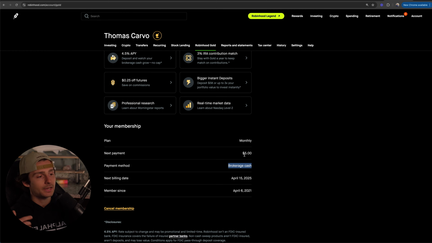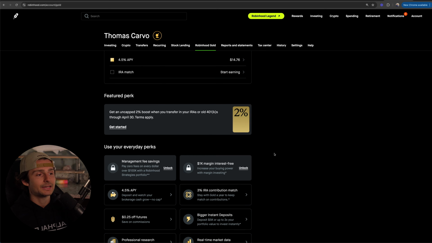cover the monthly payments. They also have an annual plan, which will save you a few bucks. So it'll be like, I think $4.50 or something like that per month instead of $5 per month if you pay annually. So it's kind of cool, could be useful. But now let's get into how to actually pull this data up on your charts.